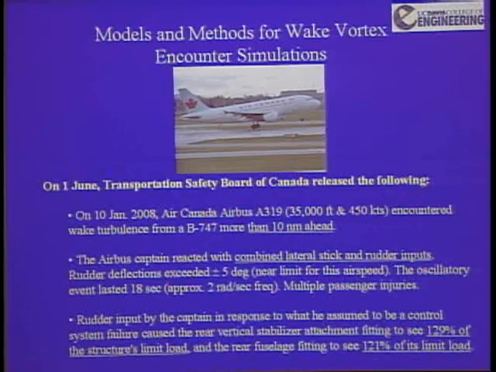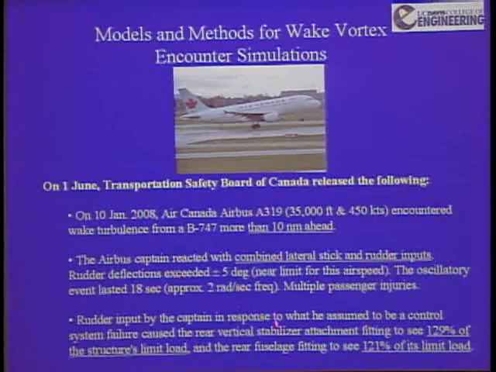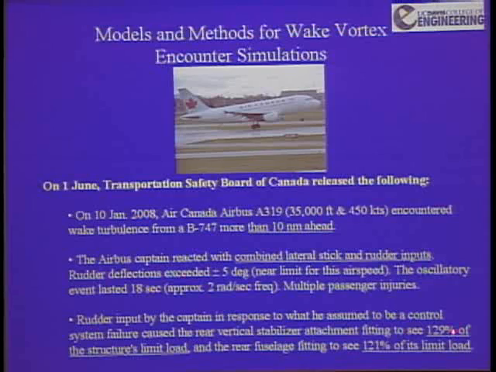So what he did to the passengers was nothing to what he did to the airframe, because of the rudder input in response, the captain's response to what he thought was a control failure. He thought something broke on the airplane. Well, he caused the rear vertical stabilizer attachment to see 129% of its structural limit load, and the rear fuselage fitting to see 121% of its limit load. That's getting dangerous. You're near the point where you're going to twist the vertical tail off the airplane.